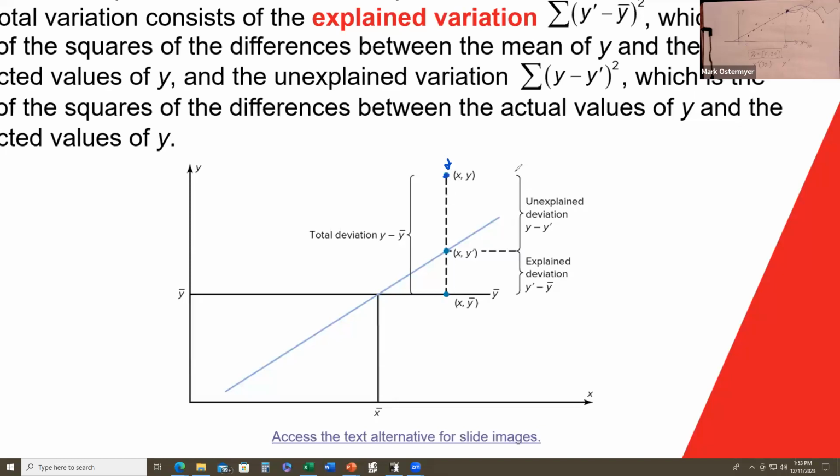That's equal to the unexplained variation, which is the difference between the actual Y value and the predicted Y value, which lies right on this prediction line here. Your least squares regression line is this line right here. Added to the explained deviation, which is the difference between the predicted Y value and Y bar. Okay, so you can see the total variation is the sum of this error here added to this error here.